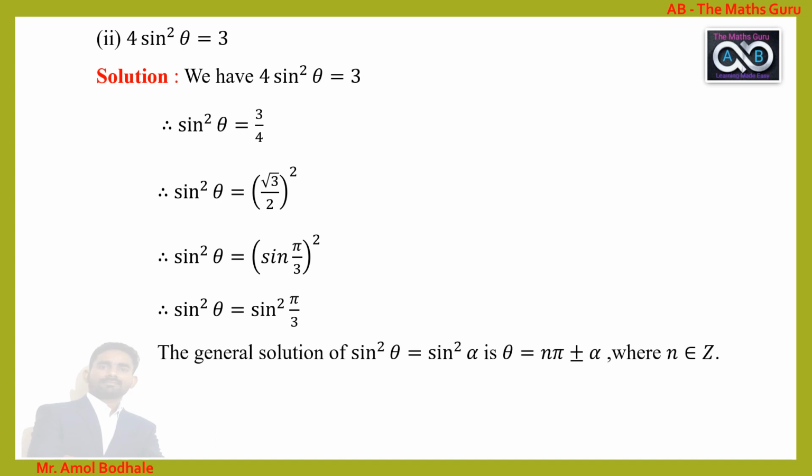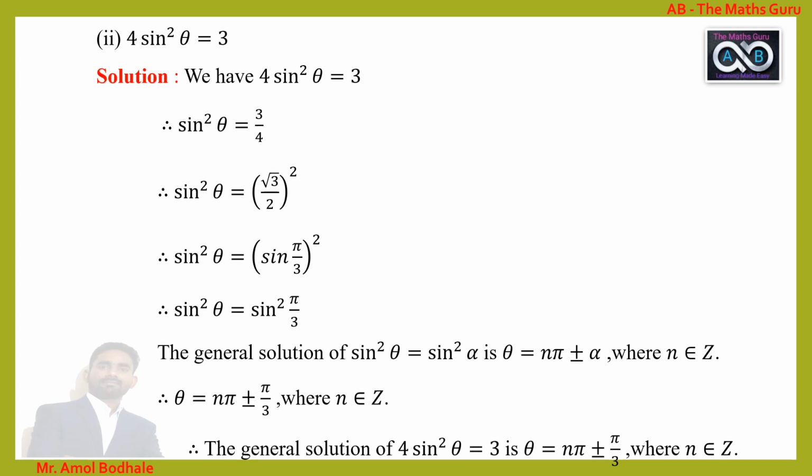We know the general solution for sin square theta equal to sin square alpha, which is theta equal to n pi plus or minus alpha, where n belongs to Z. So this is in the standard form. Here alpha is pi by 3, so we can replace this alpha by pi by 3. So we get theta equal to n pi plus or minus pi by 3. Therefore the general solution of 4 sin square theta equal to 3 is theta equal to n pi plus or minus pi by 3, where n belongs to Z.